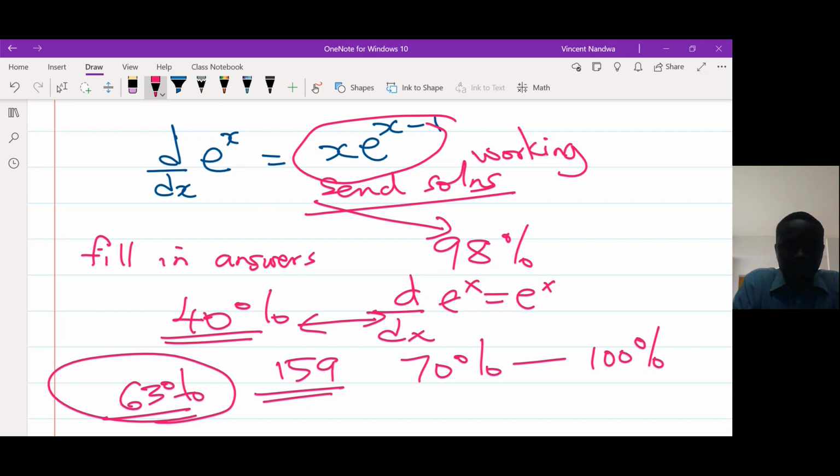Obviously, I cannot trust these 159 scripts. Everything matters. You cannot be doing things which do not matter.